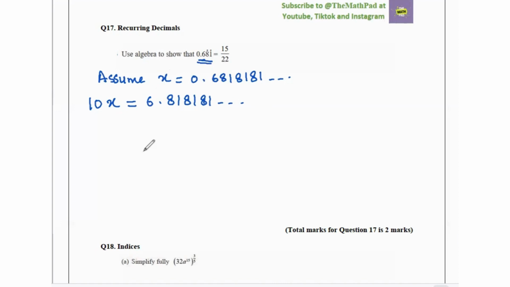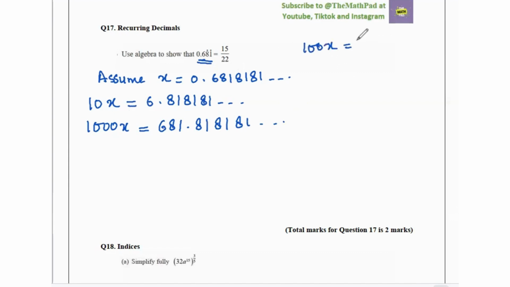We have to multiply x by another number that would give us something that, when we subtract the two, would get rid of all of the numbers after the decimal. So keeping that in mind, I would like to multiply 0.681 by 1000. Why? Because when we times it by 1000, we move the decimal 3 places to the right. And that gives us 681.8181 and so on.